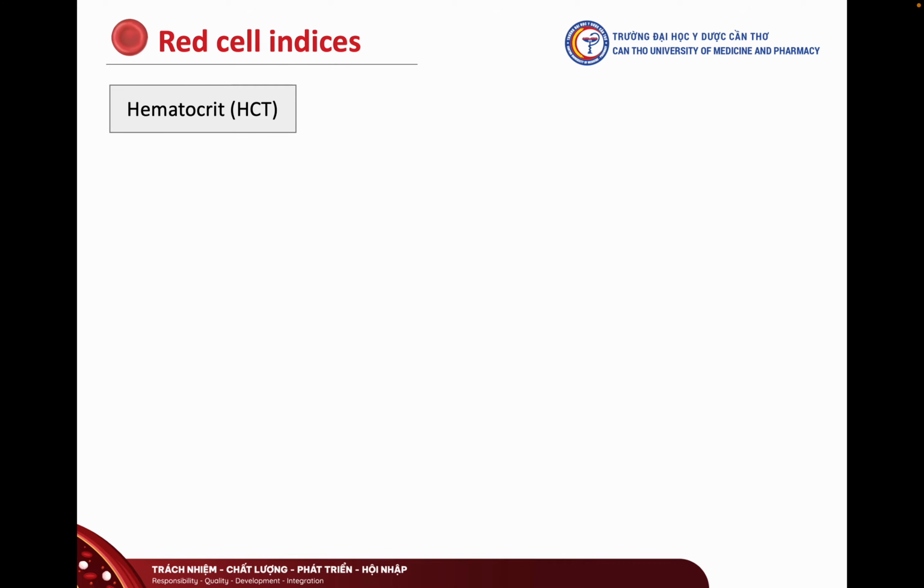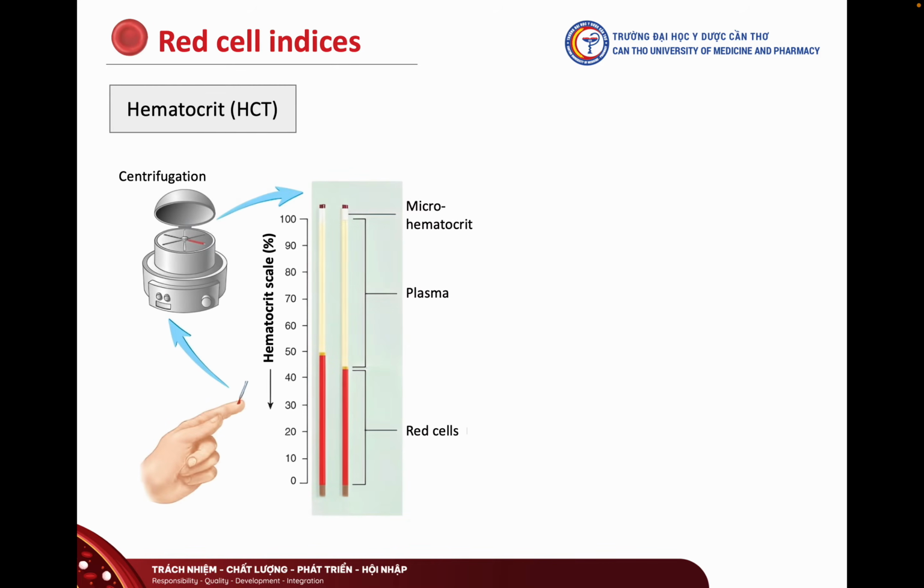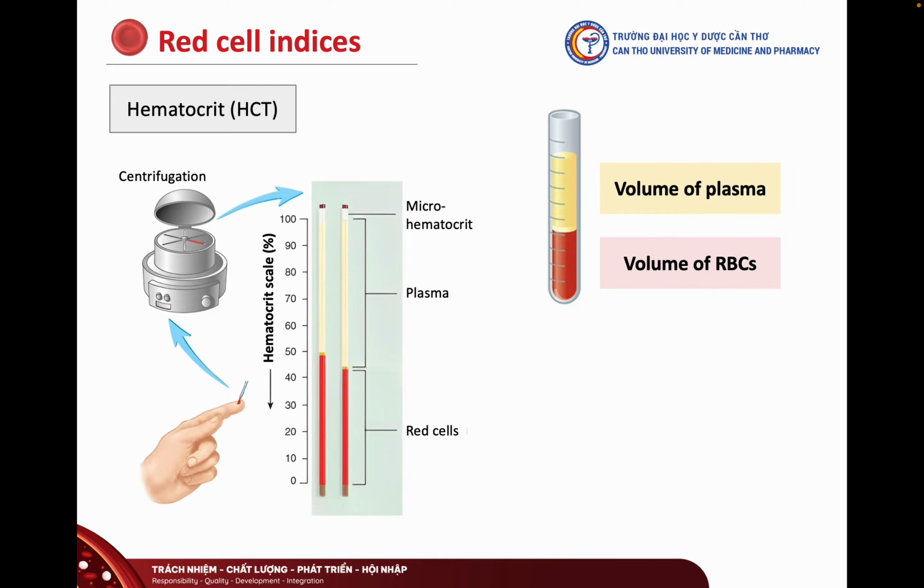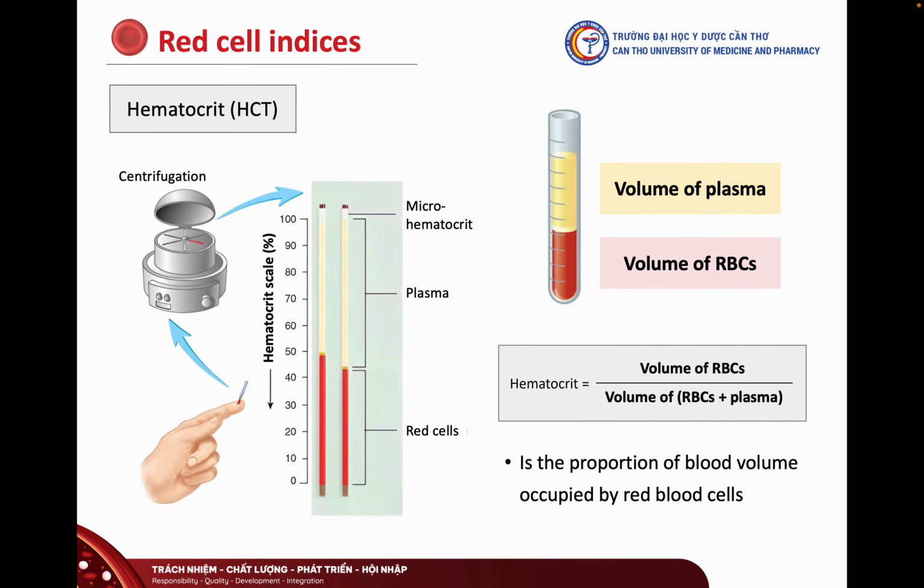And now, let's move on to the hematocrit, or the HCT value. Hematocrit represents the proportion of blood volume occupied by the red blood cells. When we centrifuge a blood sample, it separates into two main layers. Remember, the plasma on the top and the red cells at the bottom. The hematocrit is calculated as the volume of the red blood cells divided by the total blood volume, which includes both RBC and the plasma. So essentially, it tells us how much of the blood is made up of red blood cells.